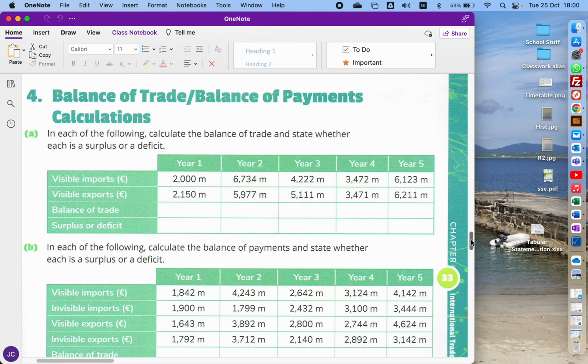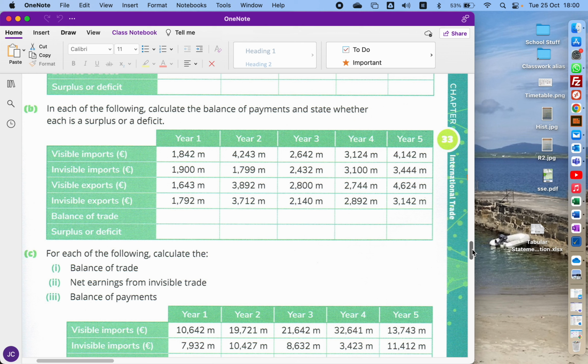Now, moving on to the next one. The next one is about balance of payments. Balance of payments is all exports take away all imports. So what you do here for year one, I'll add the visible and invisible exports, I'll add the visible and invisible imports, and I'll subtract the two answers that you get there.